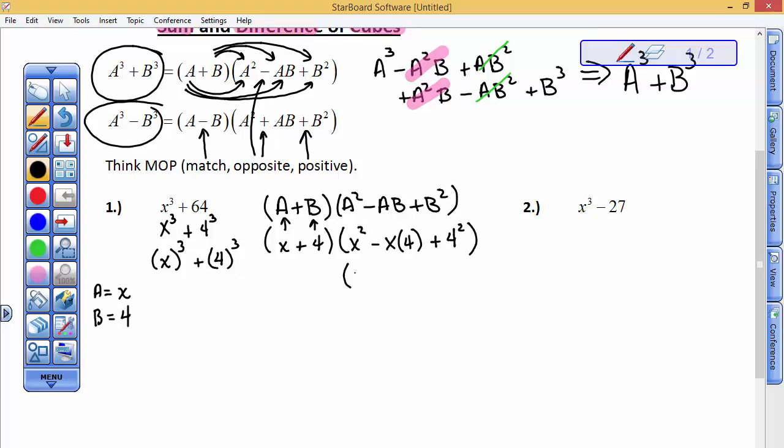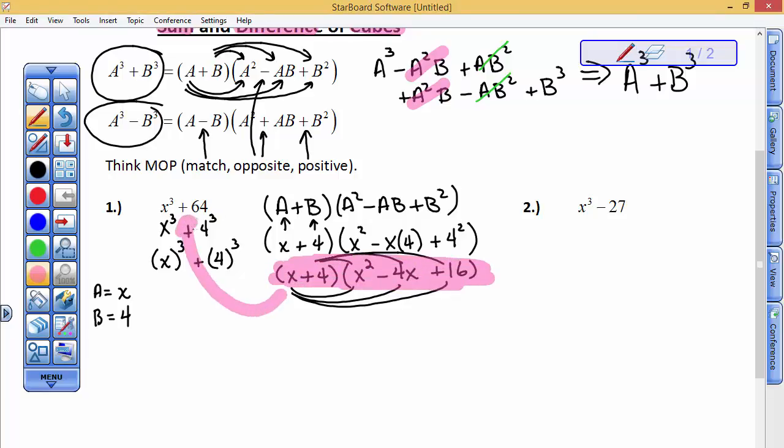And I'm going to clean up this trinomial and call it x squared. This x times 4, I'm going to write it as minus 4 times x. 4 squared, I'm going to call 16. And if you wanted to check this binomial times this trinomial by going this times this, and here, and here, and here, and here, you would end up with x cubed plus 64. This is my solution to this problem. I have successfully factored x cubed plus 64 into this binomial times this trinomial.